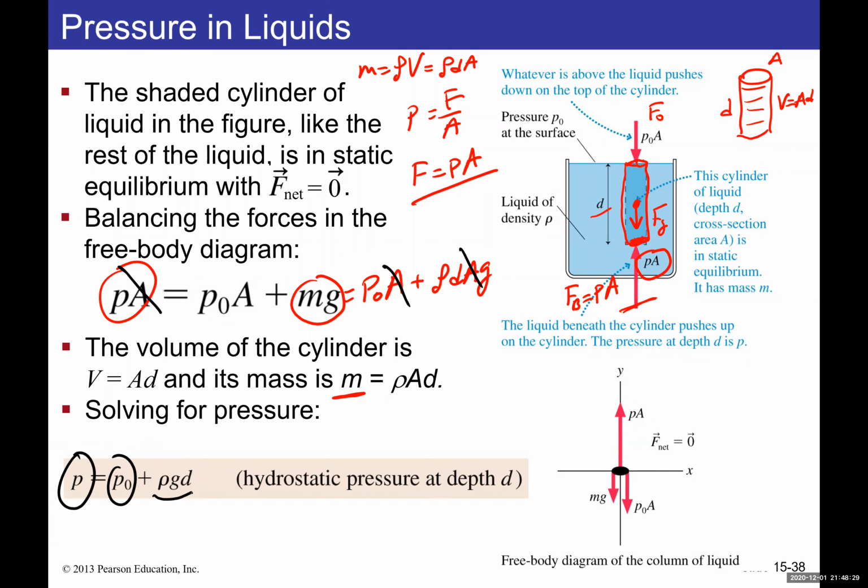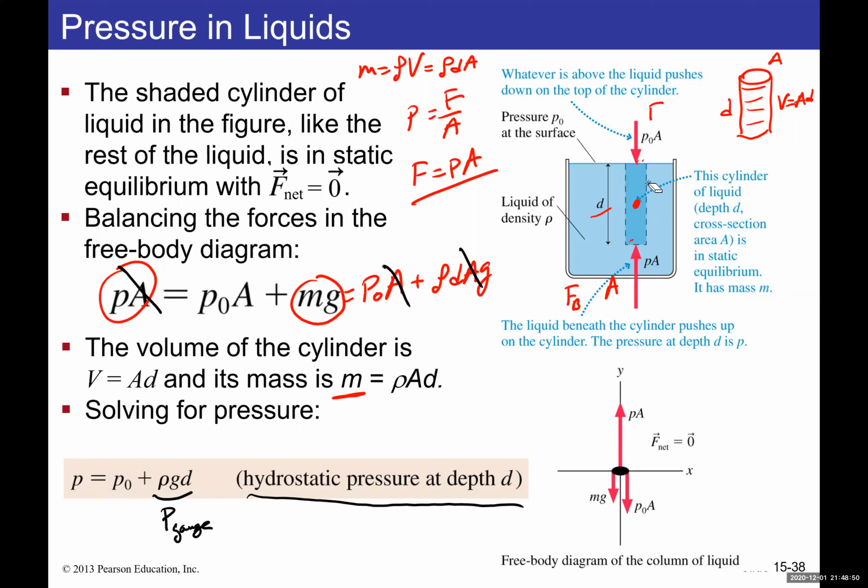We're actually going to call this a gauge pressure later on. Sorry, this is a gauge pressure, but this is the density of the fluid times acceleration due to gravity times D, which is the depth. So this is the pressure, right? So that you can see hydrostatic pressure at depth D. That means what we're calculating here is this: what is the pressure at this depth D?